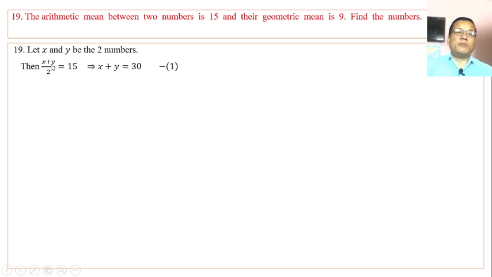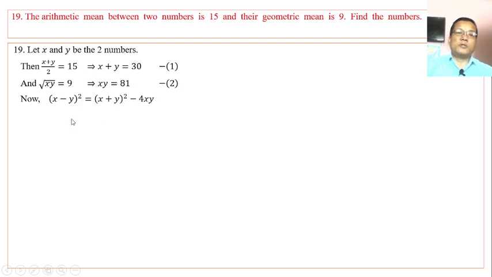Then their arithmetic mean, that is (x plus y) by 2, is given as 15, from which x plus y equals 30, which is equation 1. Also, their geometric mean, the positive square root of the product of x and y, is given as 9. Squaring both sides, we get equation 2: xy equals 81. The sum of the two numbers is 30 and their product is 81.